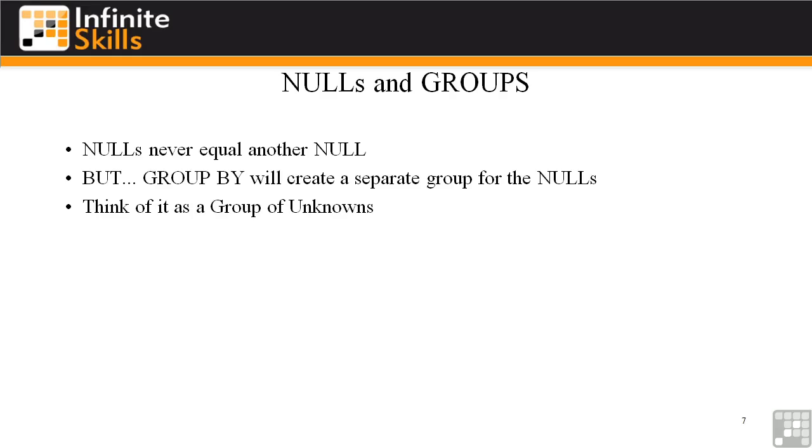Now, one null never really equals another null technically, but it would be very hard to display a separate group for every individual null that you might find in a 100,000 row table. So it makes an exception here in the group by, and it creates one separate group for any nulls that are found. Think of it as a group of unknowns.